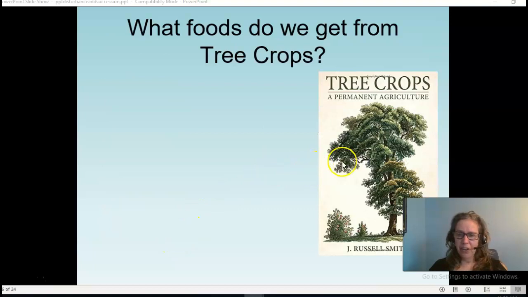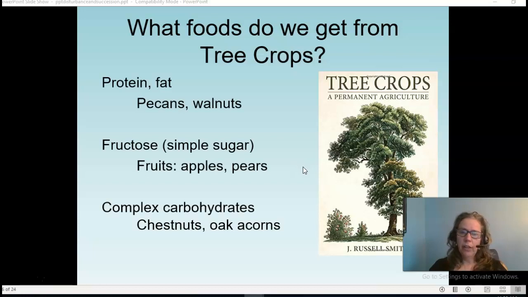I want to point out a book that was written in the 30s, and this is by J. Russell Smith. It's called Tree Crops, A Permanent Agriculture. And it was written a long time ago, but it was very forward-thinking and has many applications for today, that we can actually get our nutrients from tree crops.